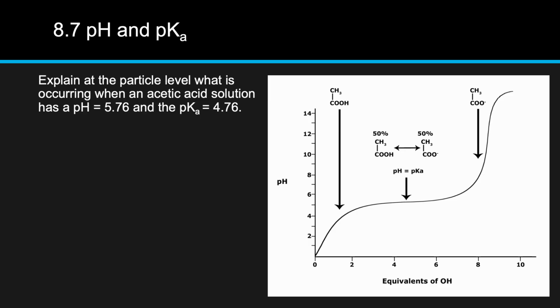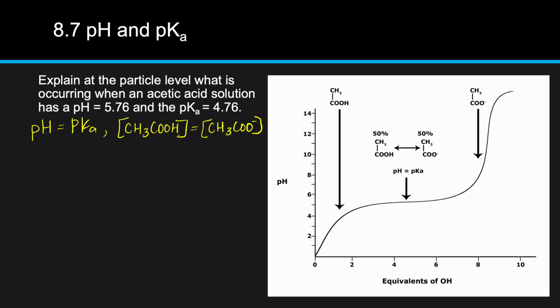All right, so at this point, you should be able to explain at the particle level what is occurring when an acetic acid solution has a pH of 5.76 and a pKa of 4.76. So we know that at the half equivalence point, pH is equal to pKa. And we know that means that our concentration of acetic acid is equal to the concentration of its conjugate base, which is acetate.